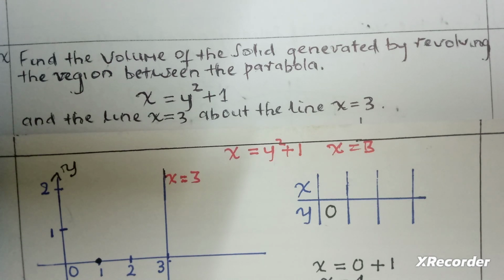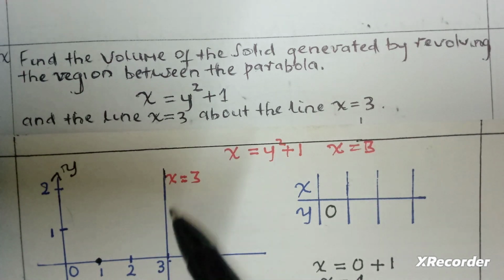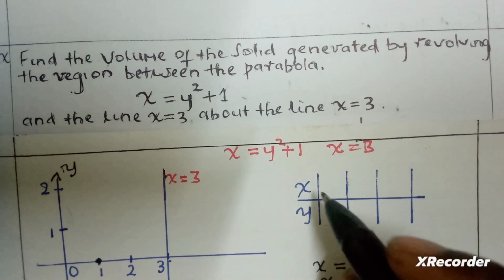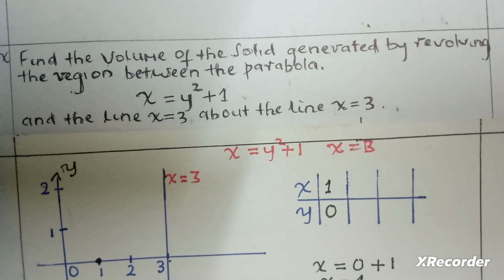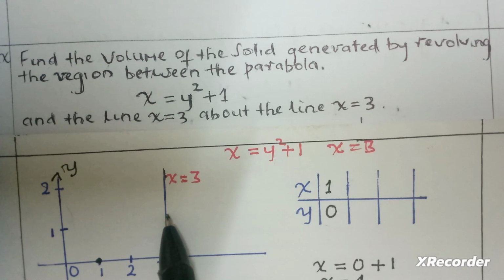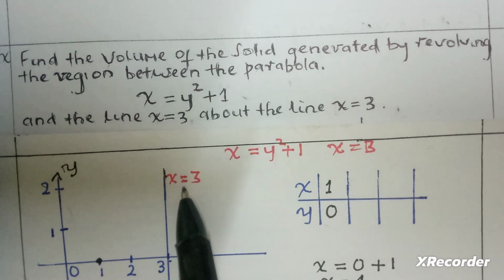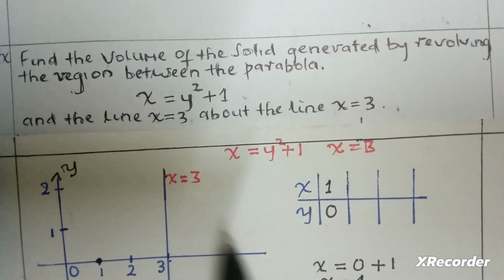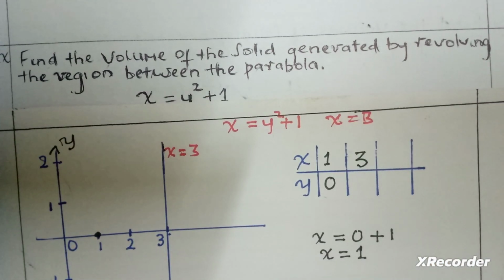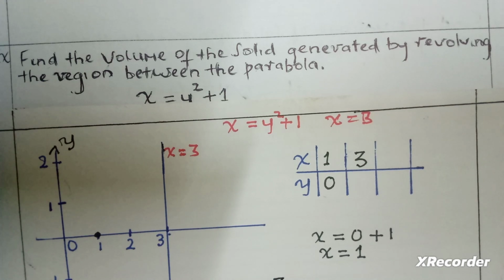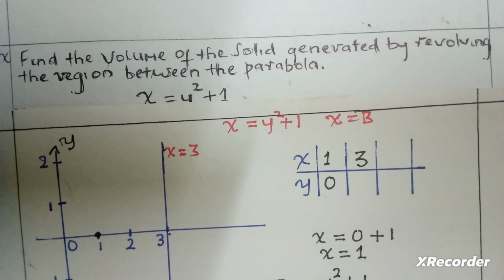And then we want to find when it touches this line. First of all, we can write 1 there, because we have found that when y is equal to 0, x is equal to 1. Now when it touches this line, x is supposed to be 3. So we put our x as 3 and find out what y is. So x equals 3 gives us 3 equals y squared plus 1. Bringing it this side, we have 3 minus 1, which is 2, equals y squared.